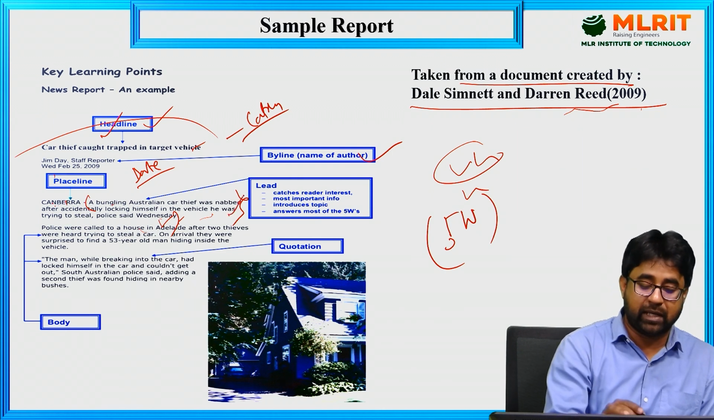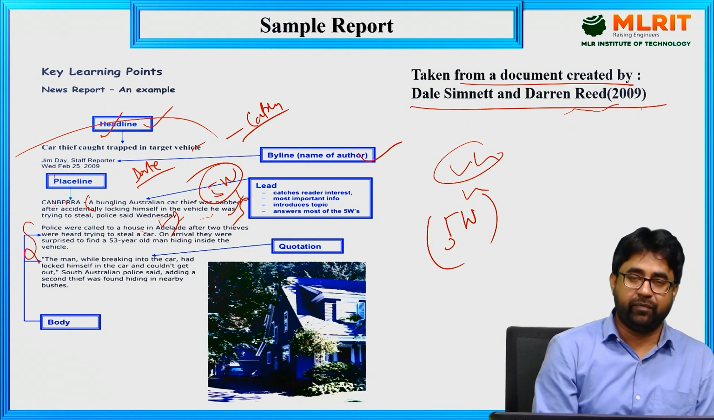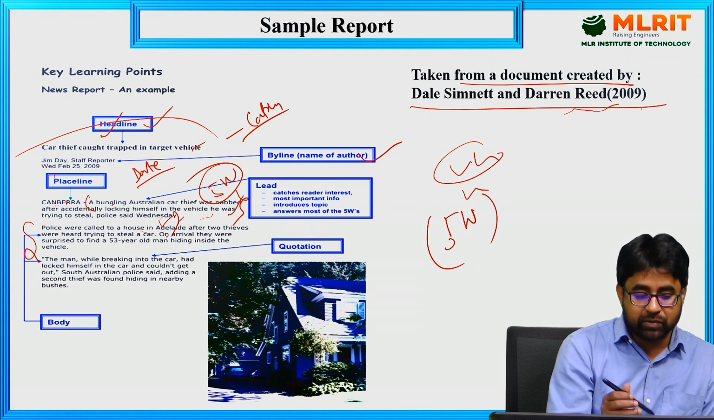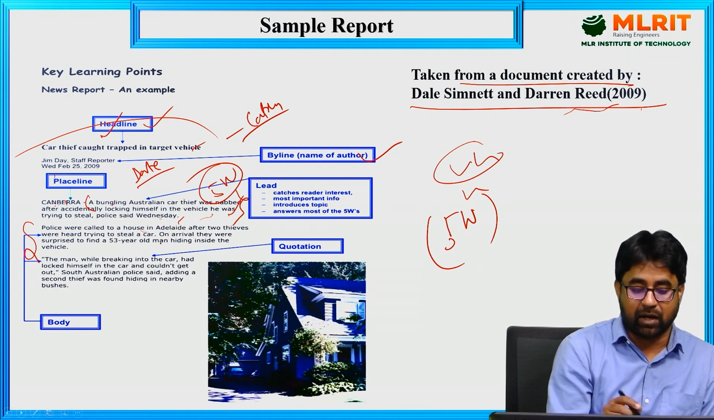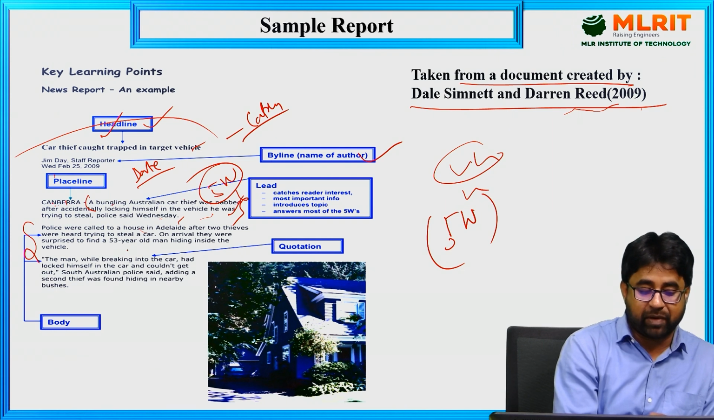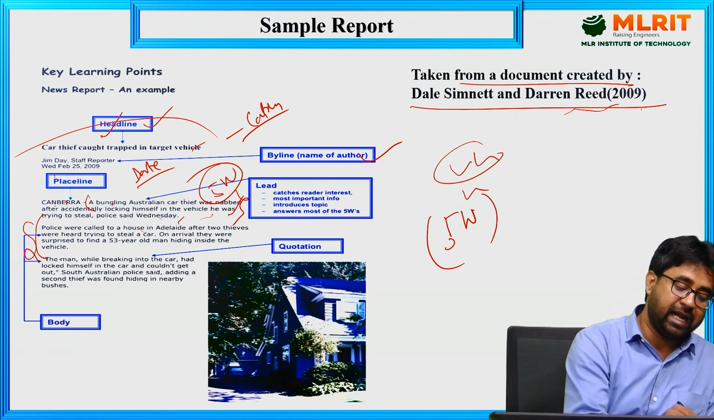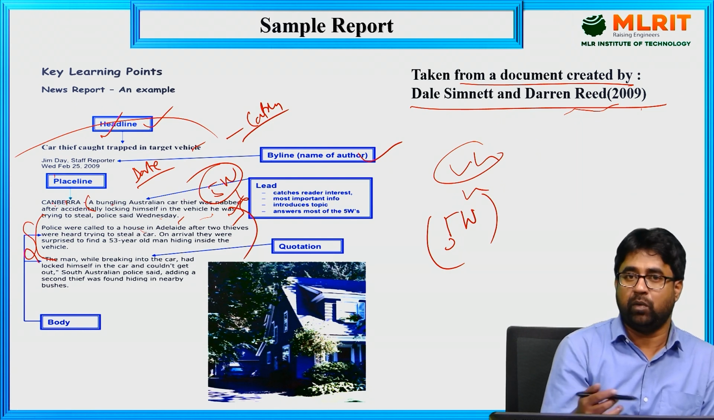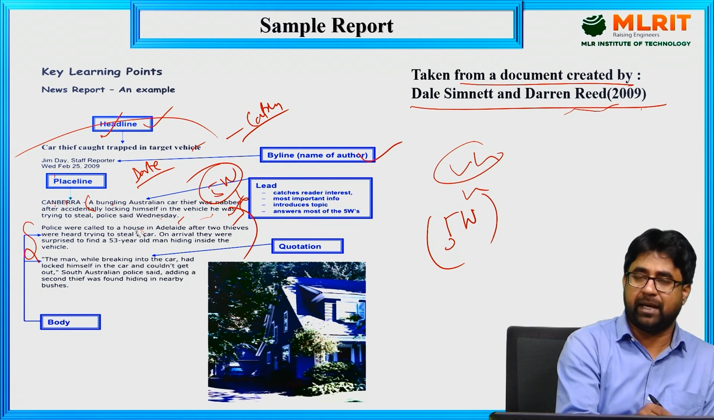Fine. Please ensure that you answer most of these 5W questions in this paragraph. Then comes the body paragraph. Here you put more additional details. What happened? Police were called to a house in Adelaide after two thieves were heard trying to steal a car. On arrival, they were surprised to find a 50-year-old man hiding inside the vehicle. You can see here we are adding more details about the incident, what exactly the incident was about, what happened during the incident.